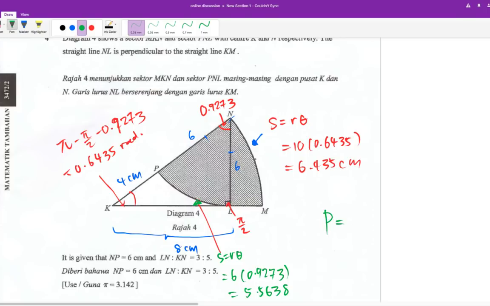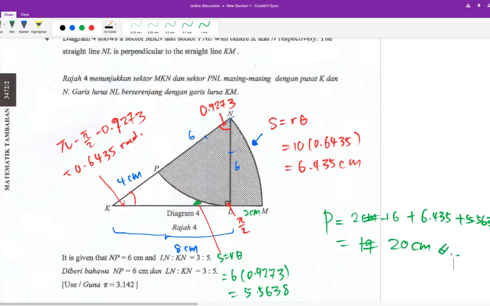Then you can find the perimeter of the shaded region. Basically just this length plus this length, then plus 6, and plus this one. How to find L to M? This one is a radius, right? The radius is 10, since here is 8, so here will be 2 cm. Then I will just add everything: 2 cm here, plus 6 centimeter, plus 6, plus 6.435, plus 5.5638. I should get 19.99. It's just 20 centimeter.